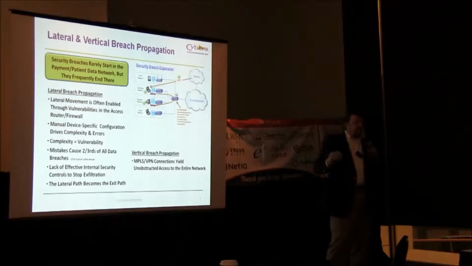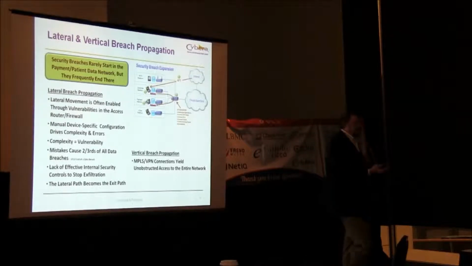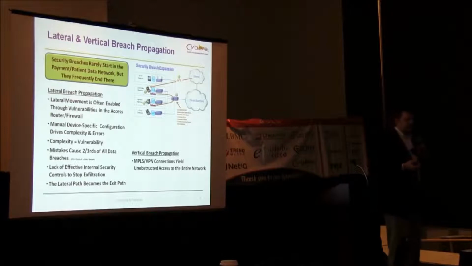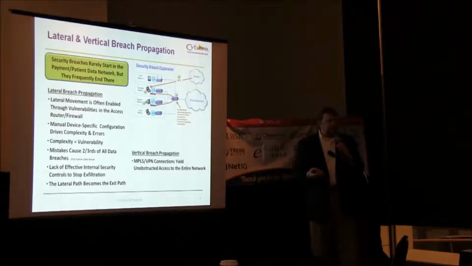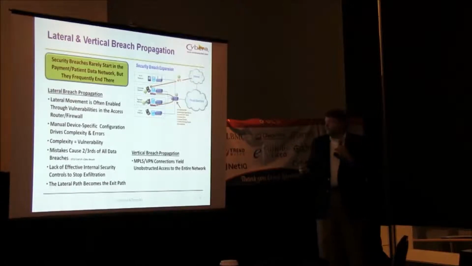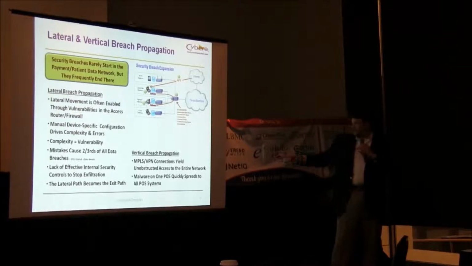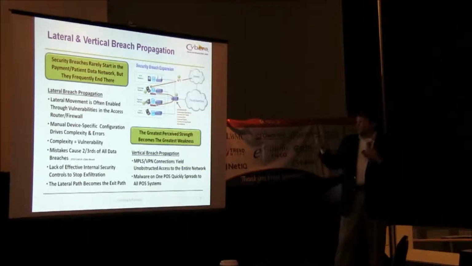I'm going to pay a premium for this. Other people can't pay the premium for it, so they use VPNs. And VPNs provide encryption and network level multi-factor authentication, but it doesn't provide user or application level multi-factor authentication. So it becomes unprecedented access between the two endpoints that it's connecting. And malware on one POS system quickly spreads to all POS systems. So what is perceived to be the greatest strength, i.e. this big expensive private backbone, actually becomes the greatest weakness once you've been breached.